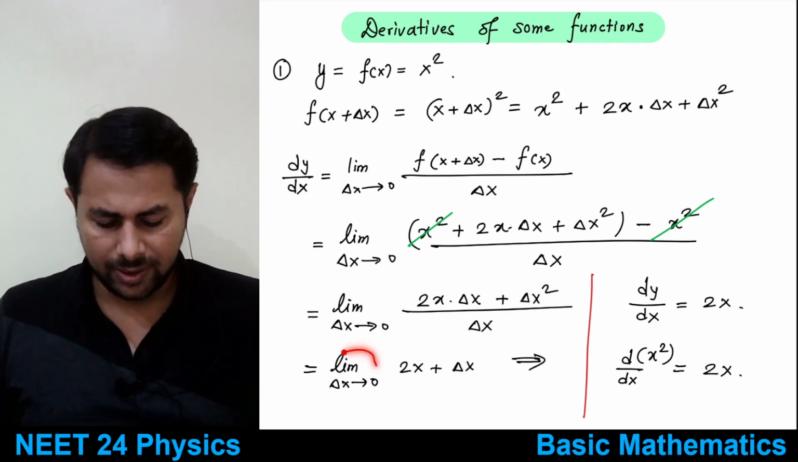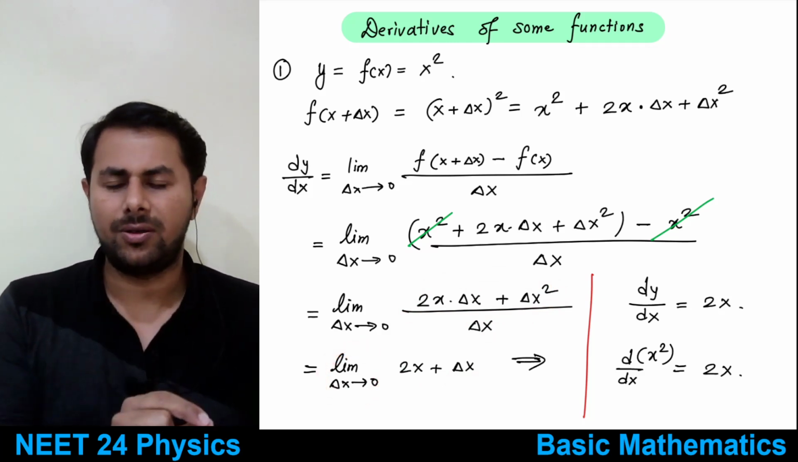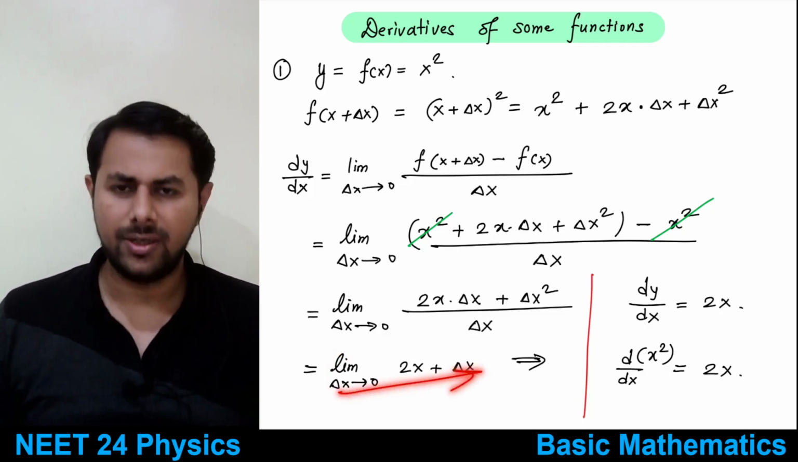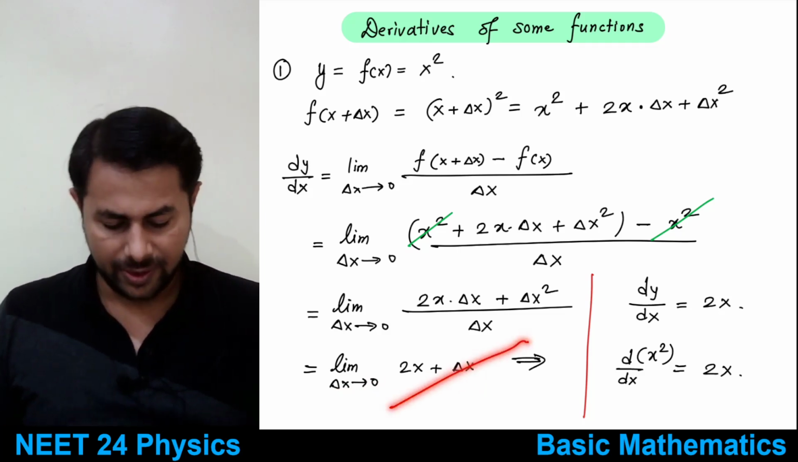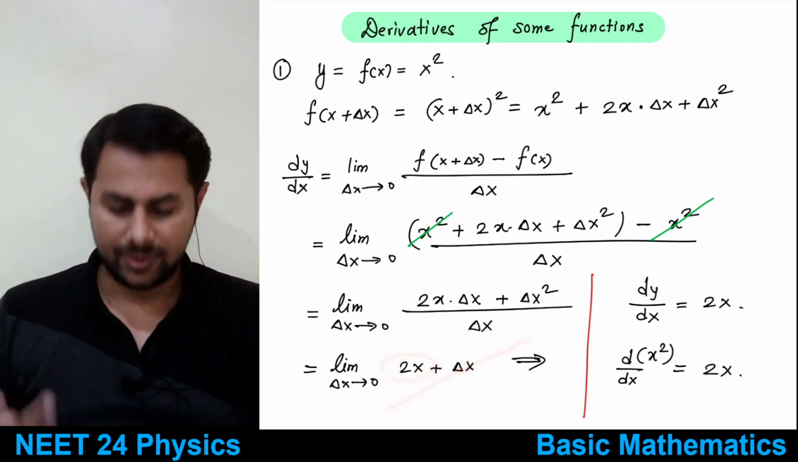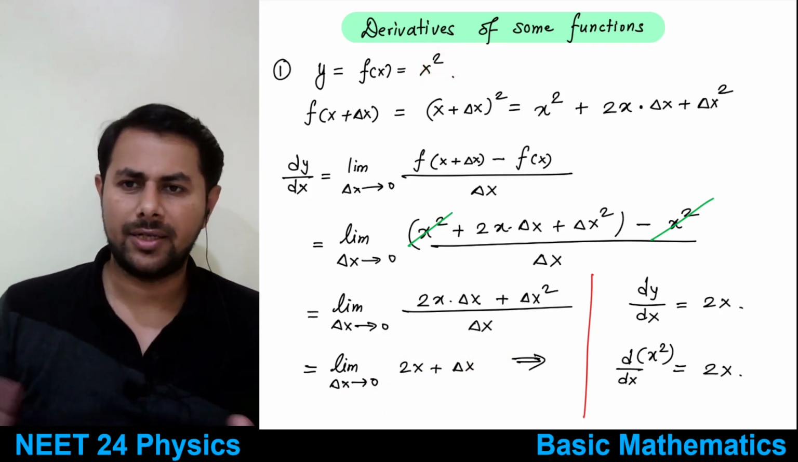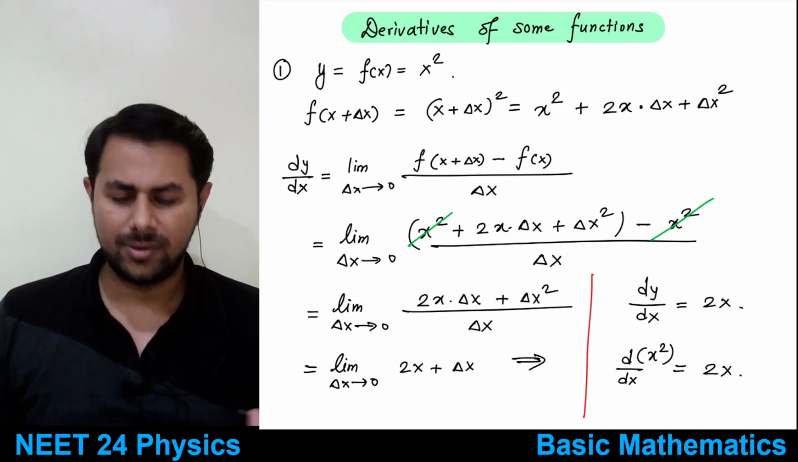And finally you are using the fact that your delta x is very, very small. You put that here, so you can neglect delta x. So you neglect delta x, then what remains is 2x. So the derivative of x square is 2x. This is clear? Yes, no?